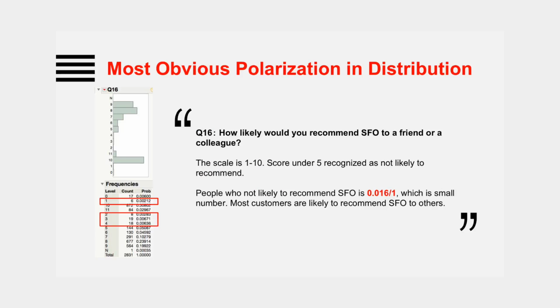Then Q16 is a really interesting question. It asks, how likely would you recommend SFO to a friend or a colleague? The scale is 1 to 10. We believe a score under 5 can be recognized as not likely to recommend. Fortunately, the proportion of people who don't want to recommend SFO is only 0.016, which is a small number, and also means that most people like SFO.